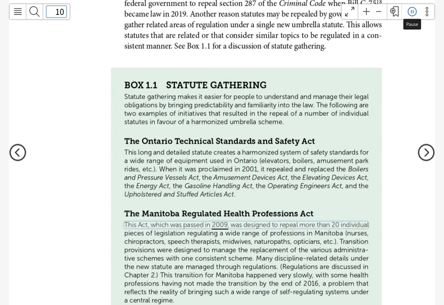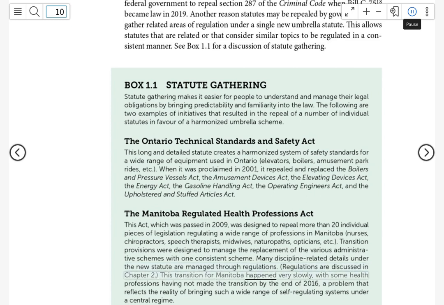The Manitoba Regulated Health Professions Act. This act, which was passed in 2009, was designed to repeal more than 20 individual pieces of legislation regulating a wide range of professions in Manitoba: nurses, chiropractors, speech therapists, midwives, naturopaths, opticians, etc. Transition provisions were designed to manage the replacement of the various administrative schemes with one consistent scheme. Many discipline-related details under the new statute are managed through regulations. Regulations are discussed in Chapter 2.